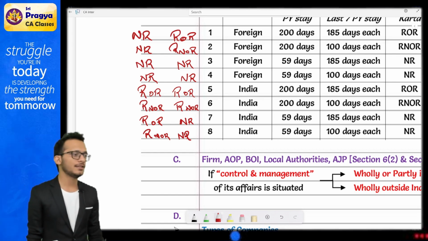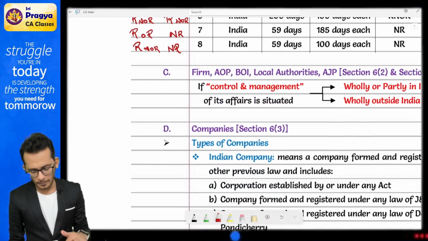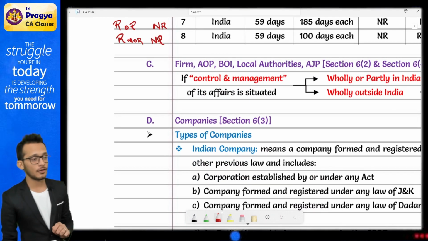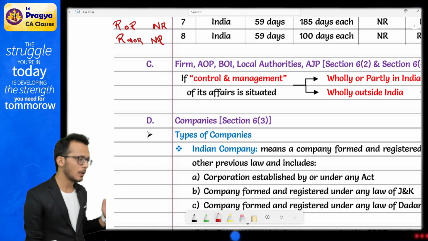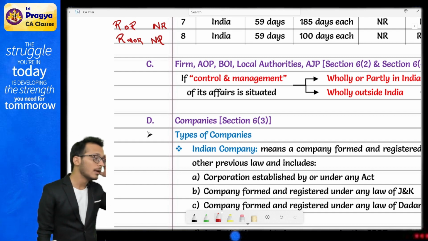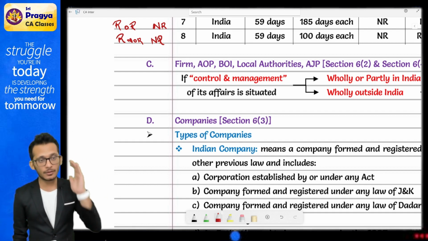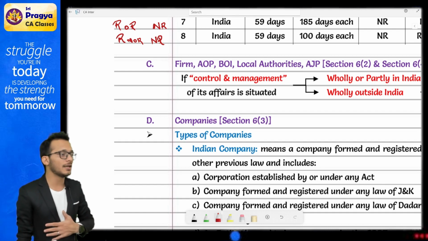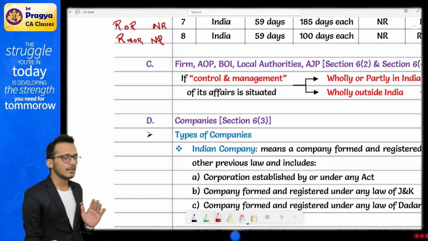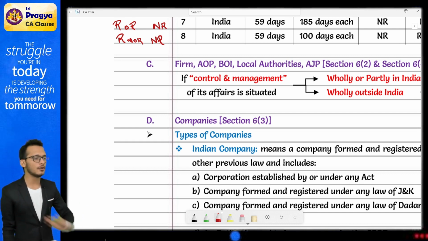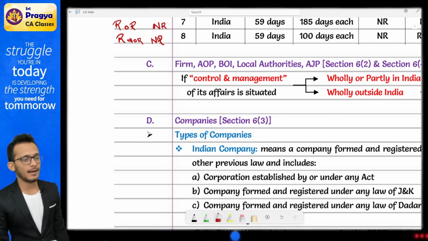If you are not an HUF, you are now a firm or an AOP or a BOI or a local authority or an AJP. They're coming and saying copy paste provisions of HUF, which means I'm looking for control and management. If the control and management is wholly or partly in India, you become resident. If it is wholly outside India, you become non-resident. The moment you are at that position, you are no more going to check for your ROR and RNOR.